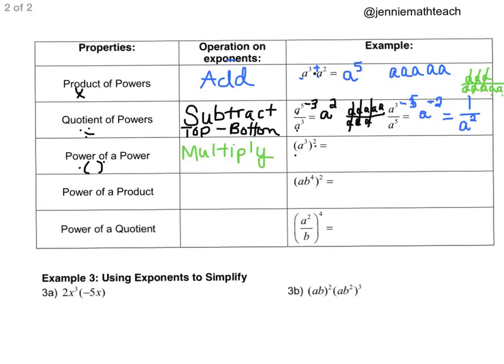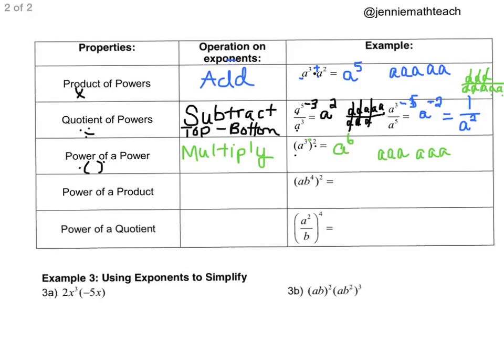So this is going to be 3 times 2, which is 6. How does that work out? Well, it means we have a to the third, 1, 2, 3, 2 times. So here's another a to the third. So altogether, that's 6 a's.